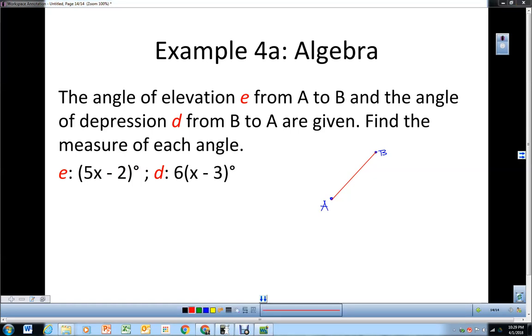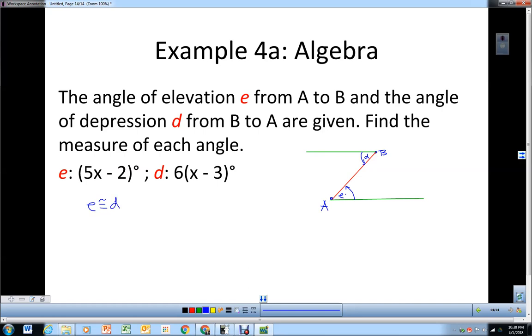So the next thing we're going to do is draw a horizontal. For depression, we would be looking ahead; elevation would be looking this way. So this is the angle of depression, which would be D. This is the angle of elevation, from here to here, which would be E. And what we know about angle of elevation and depression is that the angle of elevation is congruent to the angle of depression. So E is congruent to D.